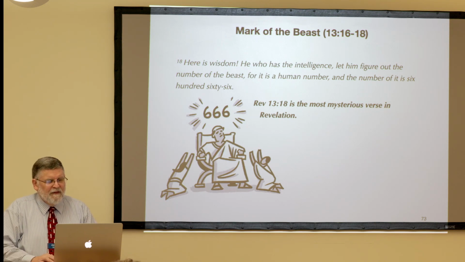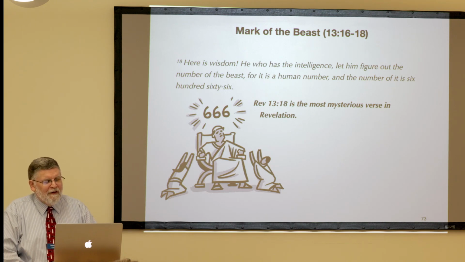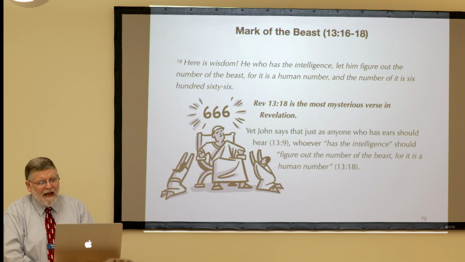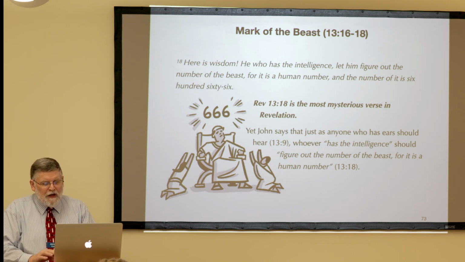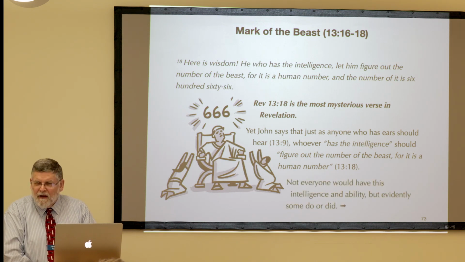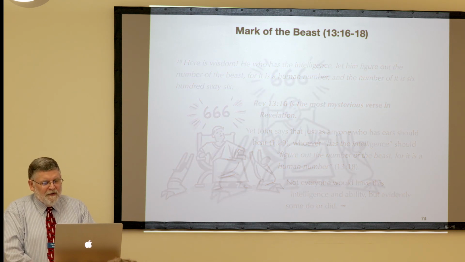And I highlighted that because, what does that mean? He who has the intelligence, let him figure out the number of the beast, for it is a human number, and the number of it is 666. I figured that I don't have intelligence because I can't figure it out. But there are some who can figure out the number. Not everyone.